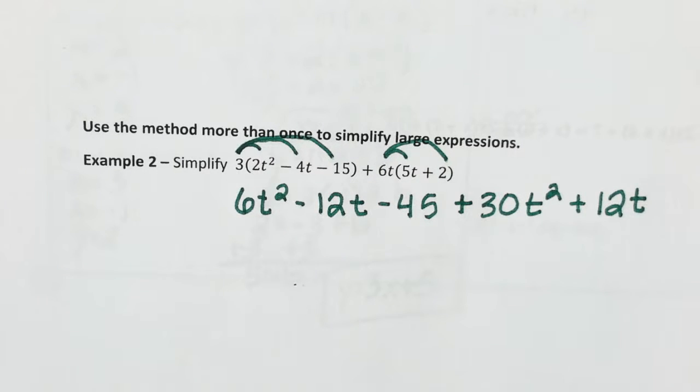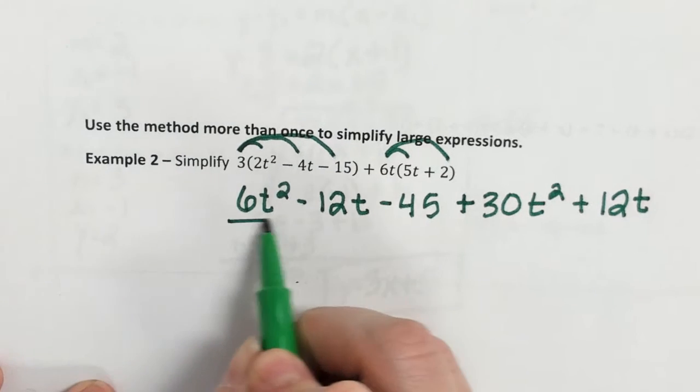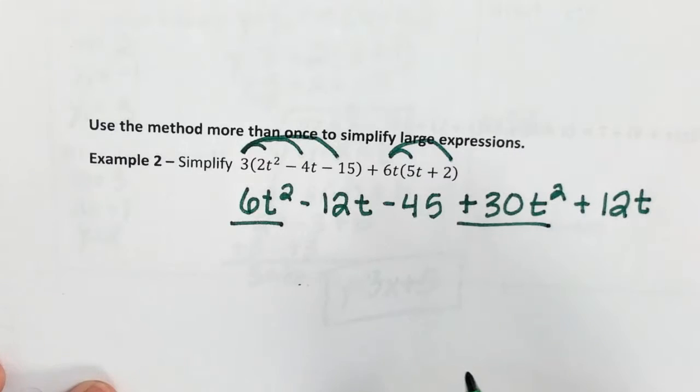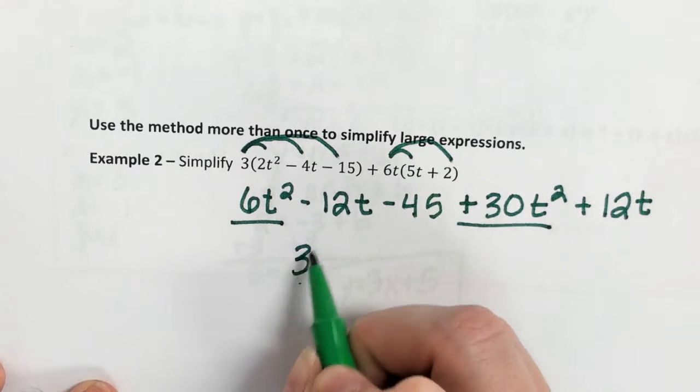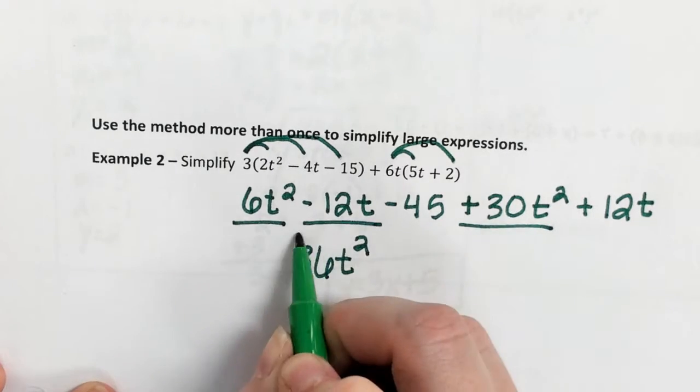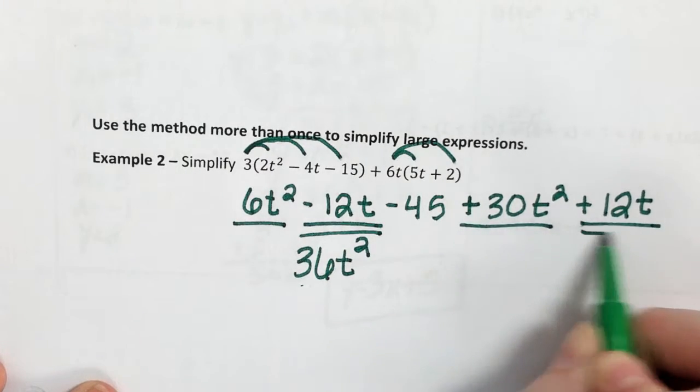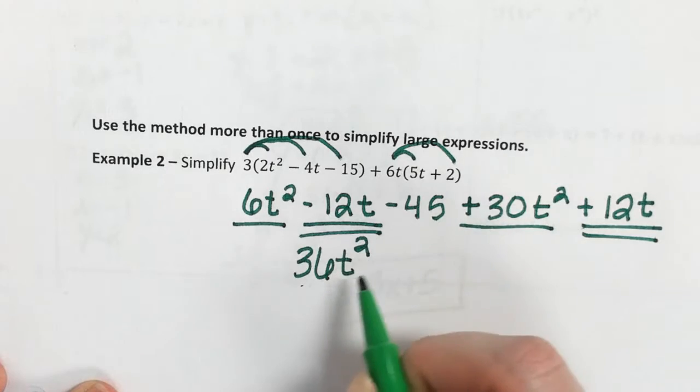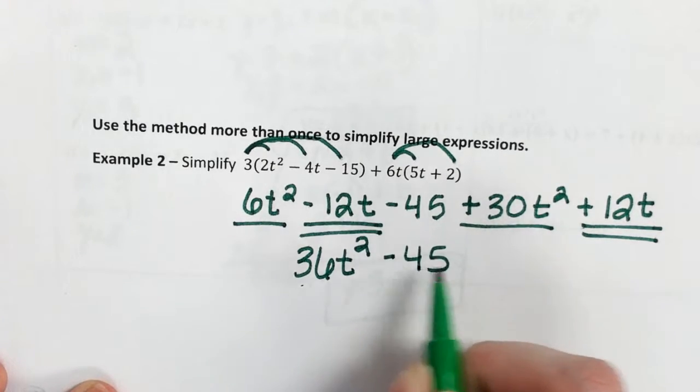So keep in mind when you're combining like terms, this has got to be in standard form. Okay, so first I'm going to combine the parts with degree of 2. 6t squared, 30t squared. That'll be 36t squared. And then it would be degree of 1. Well, those cancel. So I'd just bring down the minus 45.